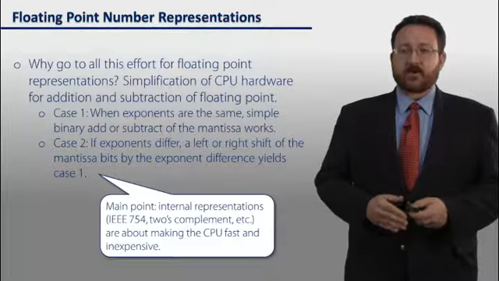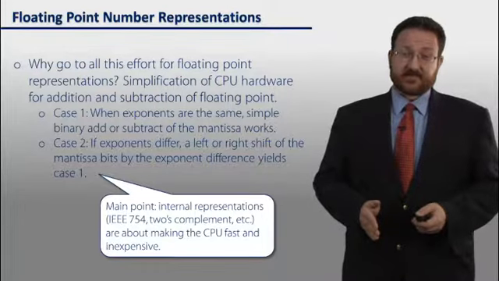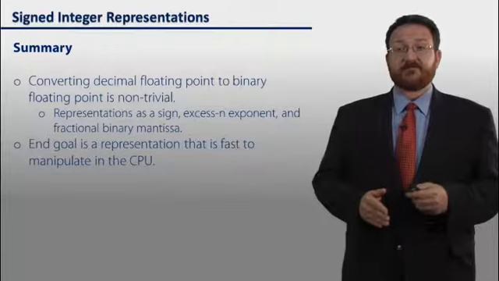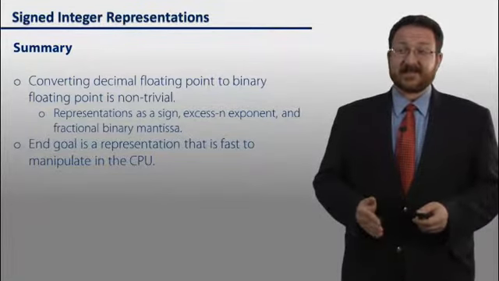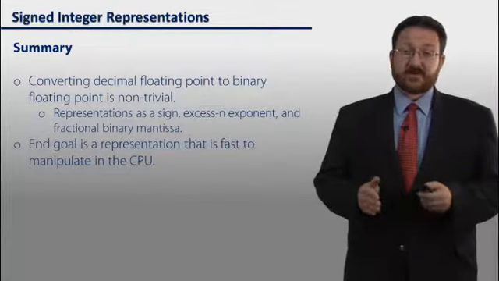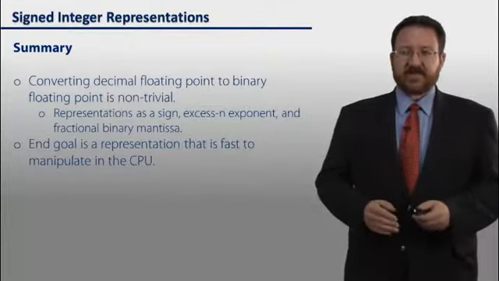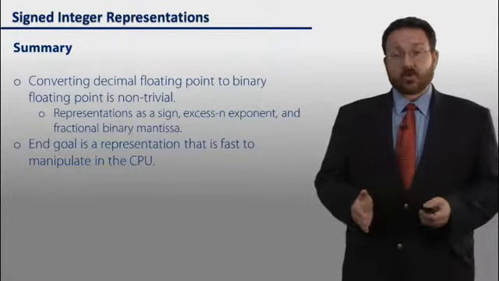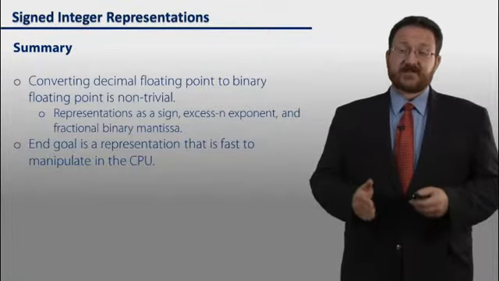So the main point of all this is that the IEEE formats in 2's complement are all about making the CPU as fast and inexpensive as possible. So, in summary, converting decimal floating point to binary floating point is not easy. The representations that we use are a sign, an excess N exponent, whatever N is, and then a fractional binary mantissa. And the end goal of these representations is to make the CPU fast and inexpensive.